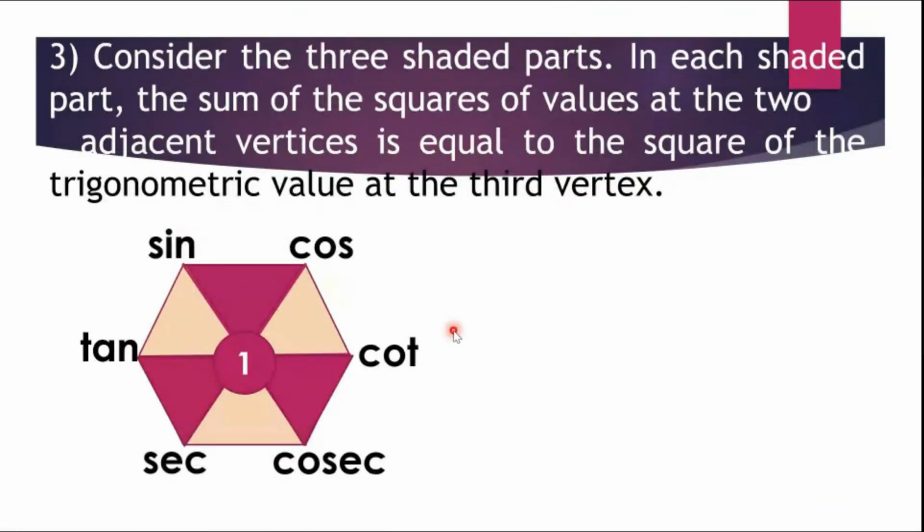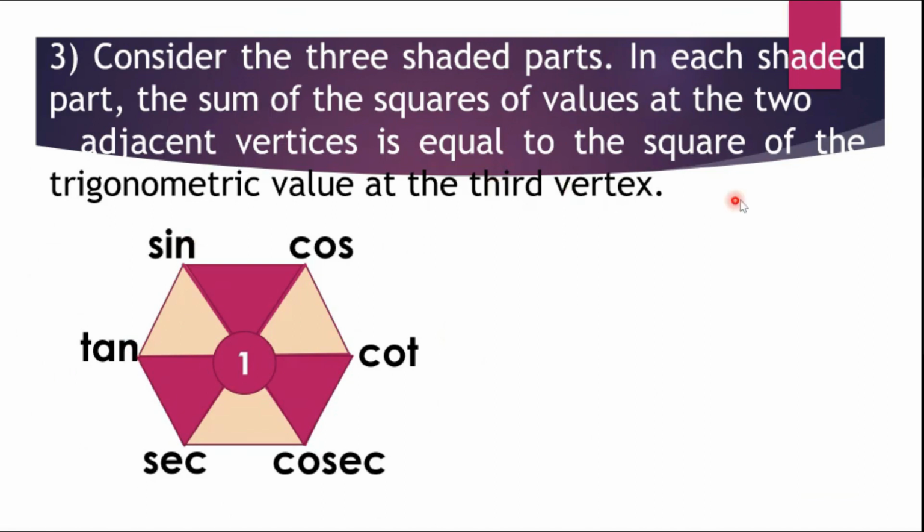Next, rule number 3. So this time, our hexagon has changed, it now has shaded parts. Okay, that's for rule number 3. So consider the 3 shaded parts. This triangle here is the first shaded part, and another triangle here is the second shaded part, and this one. Okay, so we're talking about these triangles. These are the shaded parts we are referring to.